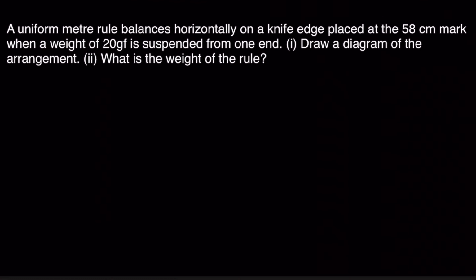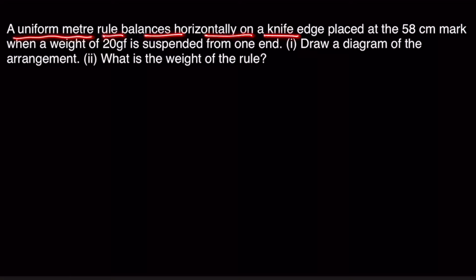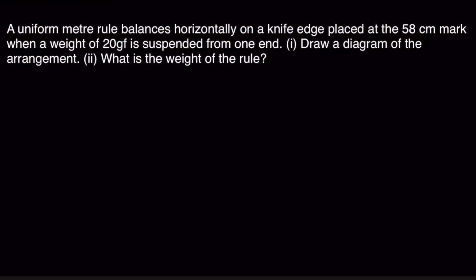In this question, a uniform meter rod balances horizontally on a knife edge placed at the 58 centimeter mark when a weight of 20 gf is suspended from one end. Draw the diagram of the arrangement and find the weight of the rule. So let's make the diagram first.